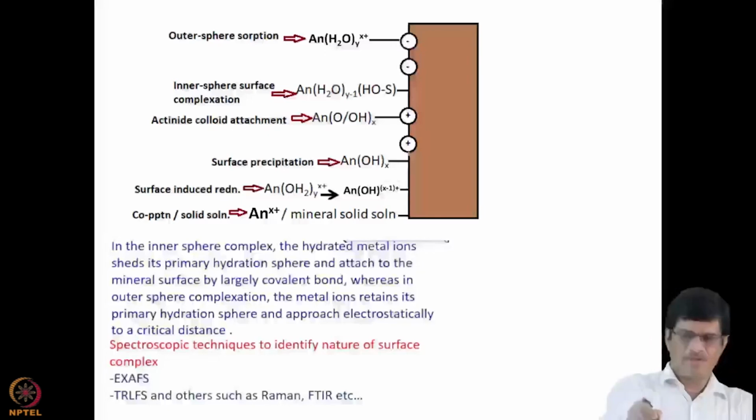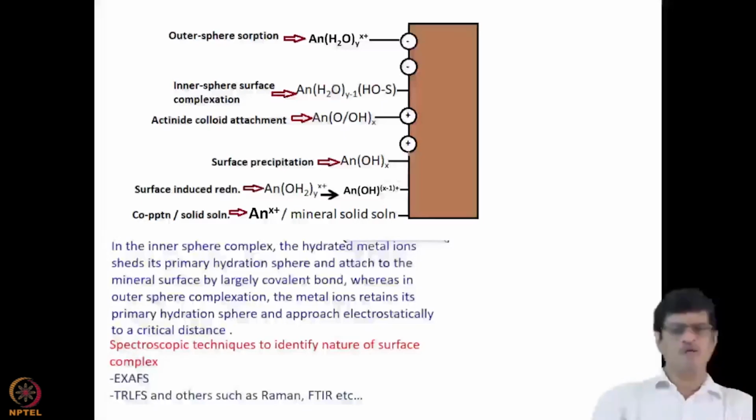Now this entire species is coming very close to the surface, and then it is forming outer sphere substance. So that is how it is interacting with the negatively charged part, and then it is binding in the surface. And also there can be inner sphere surface complexation. In this case, you have this An(H2O)Y, the same species, whatever I have mentioned here. And in this case, the same species is now interacting with the surface species, which is shown here. Along with that, it is forming some bonding. That is how it is the inner sphere surface complexation.